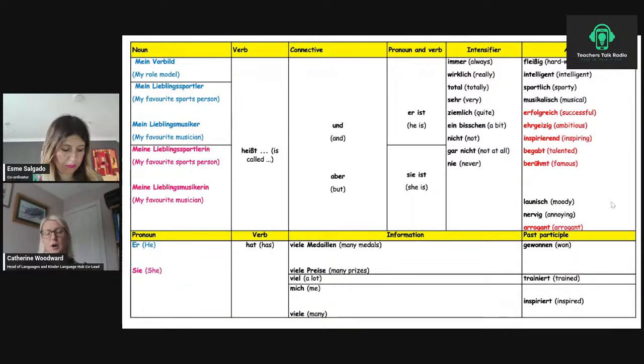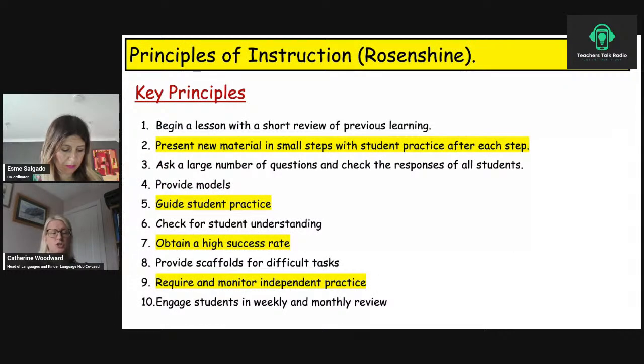So this builds on to Rosenshine's principles of instruction. With his instruction, we should always present new materials in small steps with student practice after each time. We should be guiding student practice to obtain a high success rate, and we need to require and monitor independence.